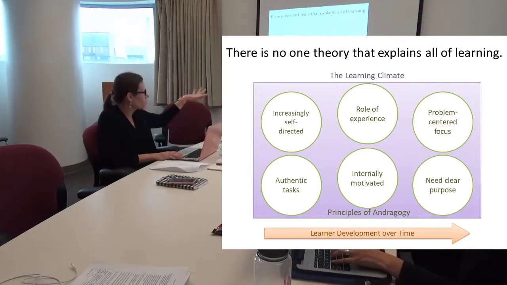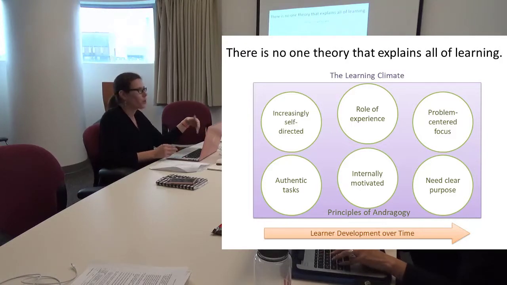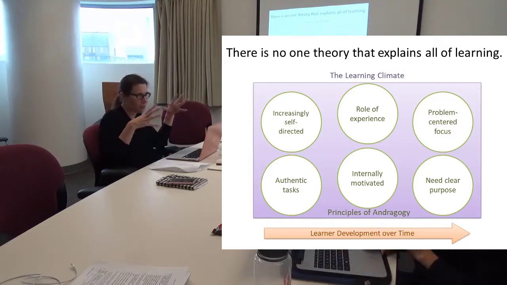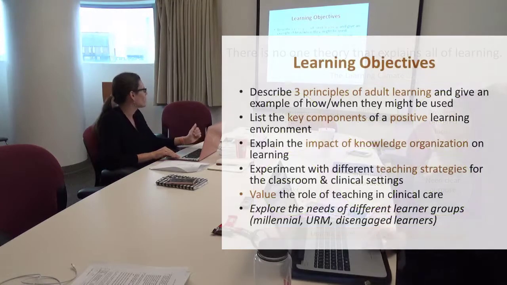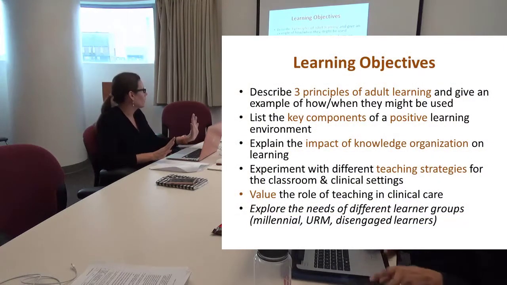So there's all these principles of learning, right? But this is all situated in the learning climate, right? So there's a context to learning, and then we have to factor in our learners, right? Who our learners are, where they are in their own development also impacts learning. So it ends up being this complex environment, and this is why there's not one model that can summarize all of this.